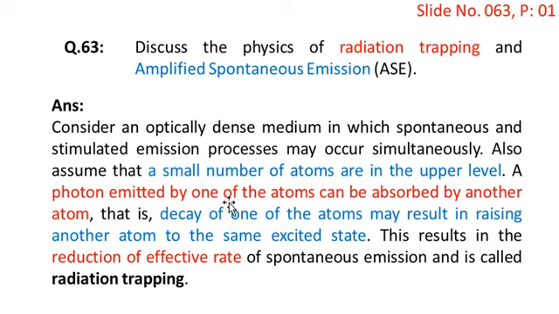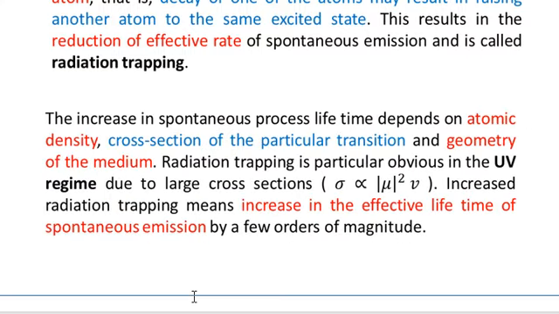A photon emitted by one of the atoms can be absorbed by another atom. That is, decay of one of the atoms may result in raising another atom to the same excited level. This results in the reduction of effective rate of spontaneous emission and is called radiation trapping. The increase in spontaneous process lifetime depends on atomic density, cross-section of the particular transition, and the geometry of the medium.